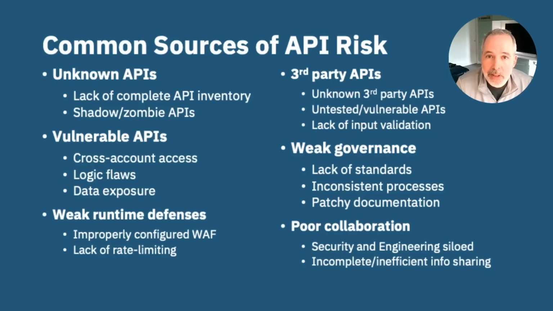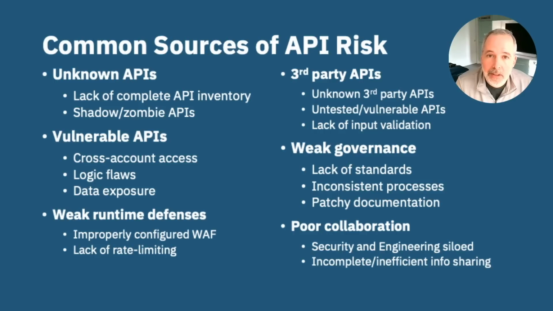Next is weak runtime defenses. Security teams tend to gravitate to products and technologies that can be implemented in production that will keep our companies safe. Unfortunately, there's not really an easy button here, right? And we need to make sure we're using those runtime solutions properly. Third-party APIs are definitely a source of risk as well. You've got to know what APIs you're using, how you're using them, and make sure they're being used properly.